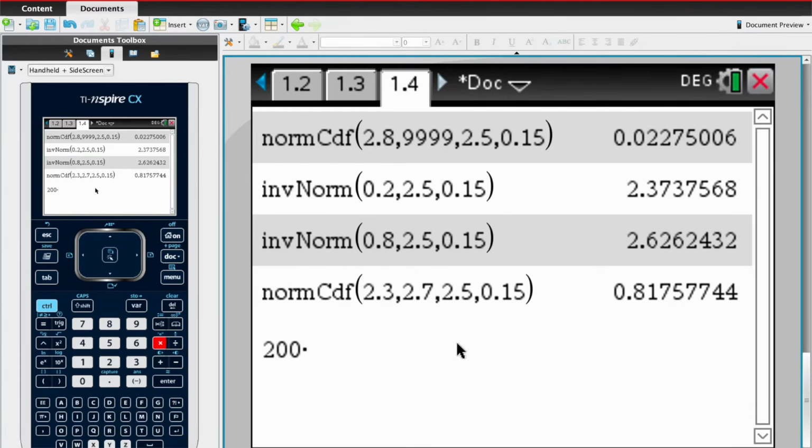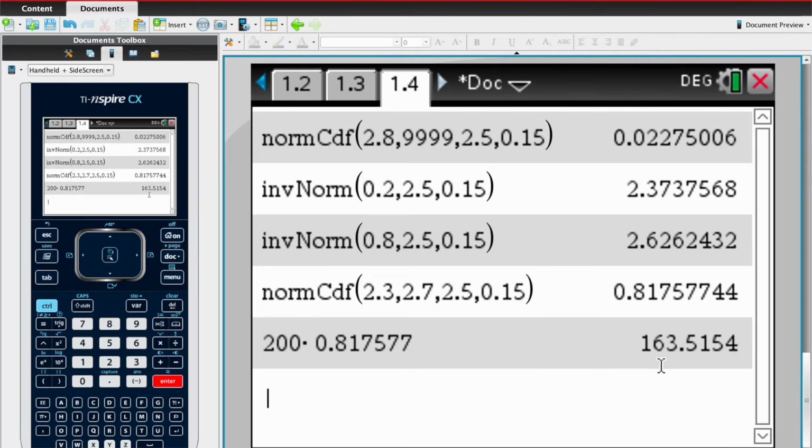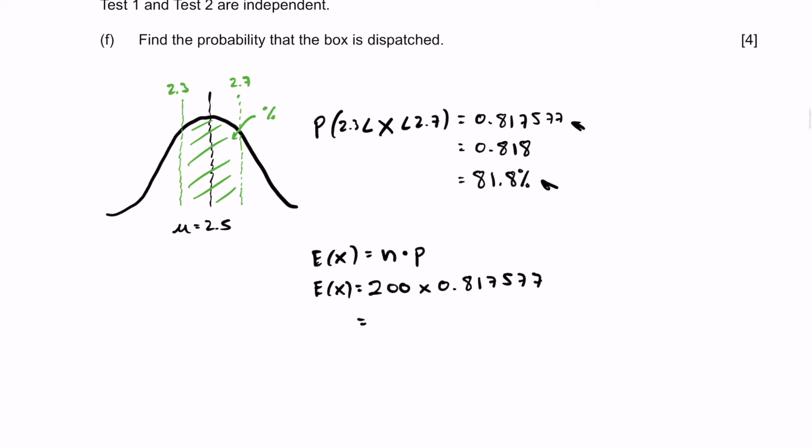200 times 0.817577. In this case, we have 163.5. Rounding up to 3 sig figs, we would have 164 components. So I'm going to write this out. Here we are. 163.5, rounding up to 3 sig figs is 164.